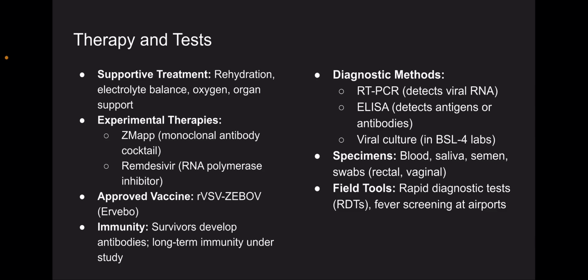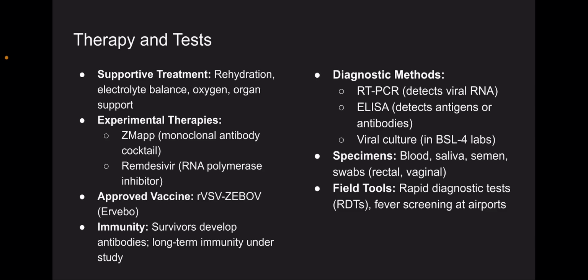In recent years, researchers have developed and tested a few experimental treatments. ZMapp, for example, is a cocktail of monoclonal antibodies that target the Ebola virus, helping the immune system recognize and destroy it. Remdesivir is another antiviral drug that has shown promise by inhibiting the replication of the virus's RNA.